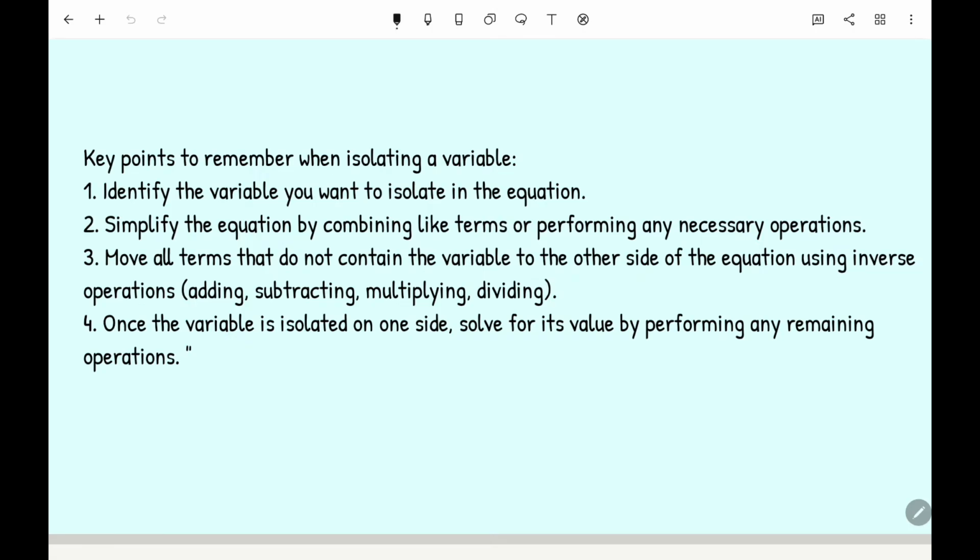Before we get started, let's go over some key points. Number 1, identify the variable you want to isolate in the equation. Number 2, simplify the equation by combining like terms or performing any necessary operations. Number 3, move all terms that do not contain the variable to the other side of the equation using inverse operations, which includes adding, subtracting, multiplying, and dividing. Once the variable is isolated on one side, solve for its value by performing any remaining operations.